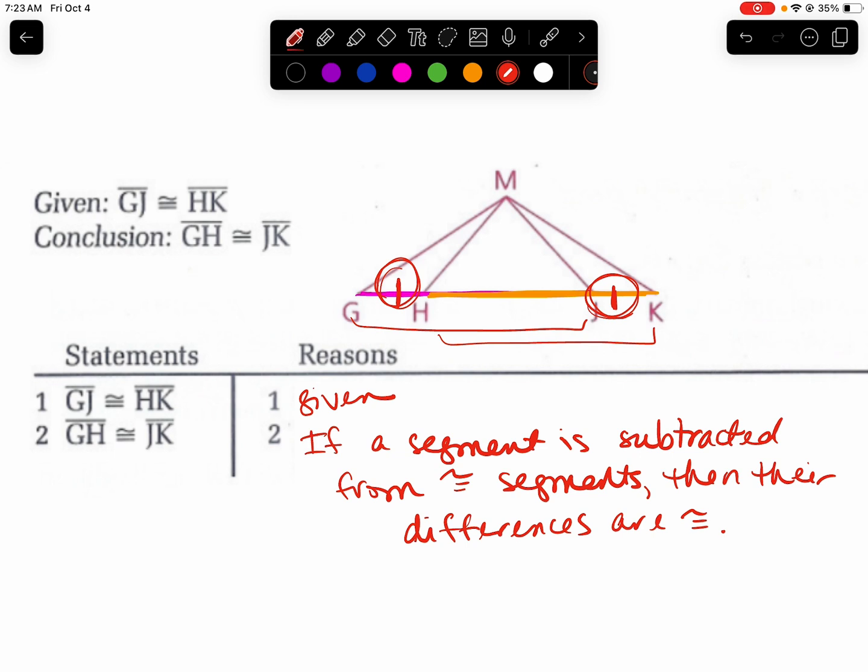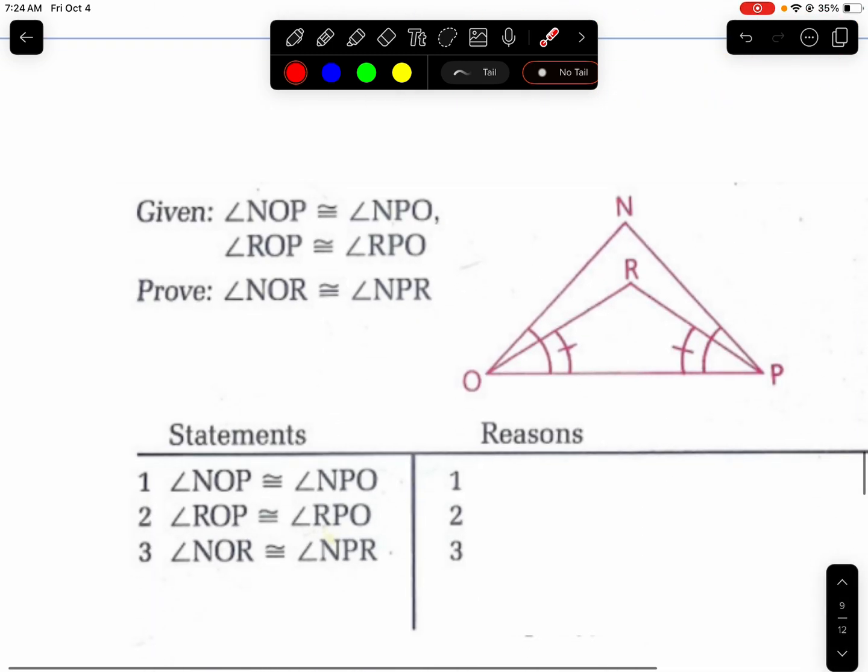Okay, again, we took two big congruent segments. We subtracted out this middle part, so one segment got subtracted out. So now their differences are going to be congruent. Okay, so let's take a look at some angles.